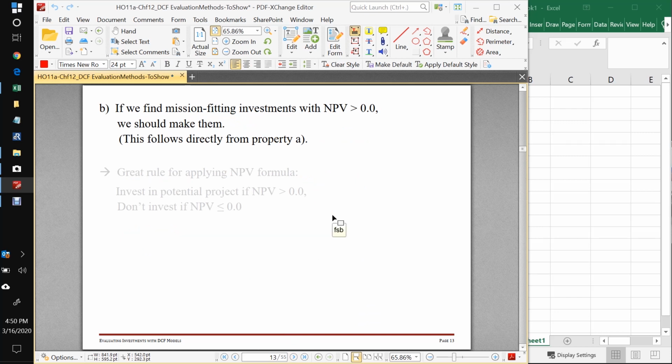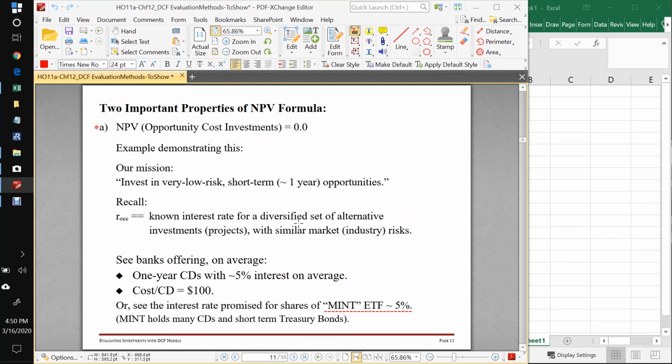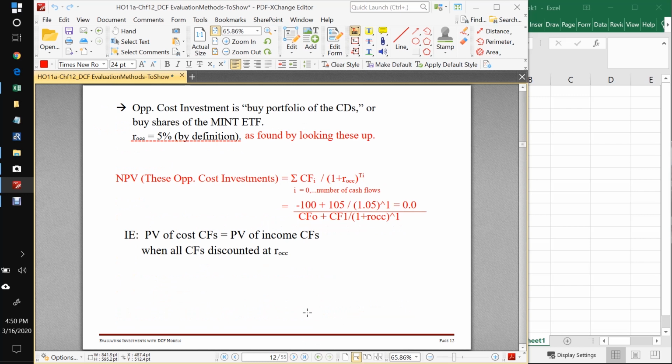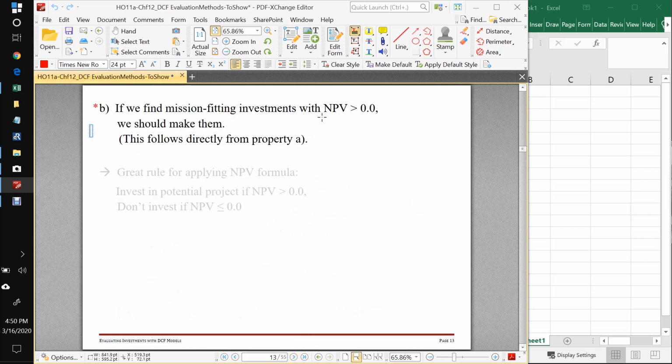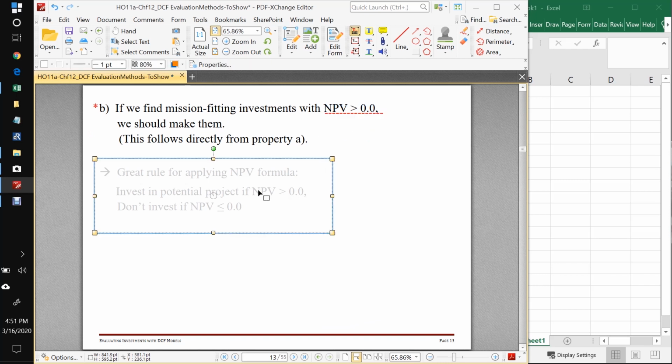Second important property of the NPV method is that if we find mission-fitting investments with NPV greater than 0, we should make them. And that follows directly from property A, okay? If we put our money into an opportunity cost investment, we're going to do as well as our opportunity cost investment. But if we find something with an NPV that's bigger than that, it's implying we expect to do better. So we should go ahead and invest whenever we find the NPV of a project is greater than 0, okay?